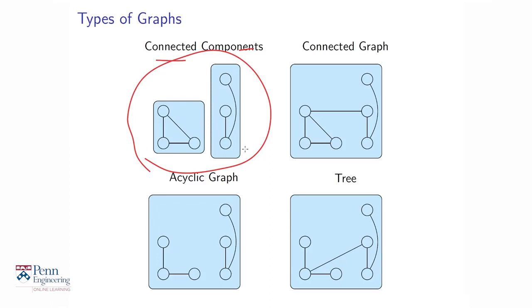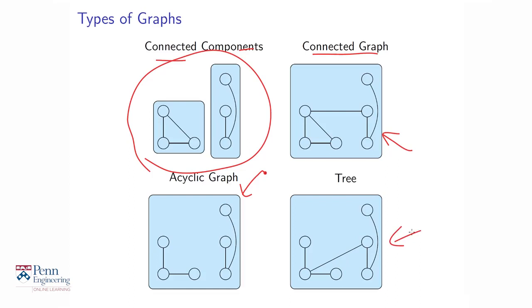A graph with only one connected component, like this one here, is called a connected graph. That's the name given to a graph that has only one connected component, meaning you can get from any vertex to any vertex using a path in such a graph. It's called an acyclic graph if there are no cycles in it. So here's a picture of an acyclic graph. And finally, a graph is called a tree if it is connected and has no cycles. And this picture shows a tree. You can see that you can get from any vertex to any other vertex by a path, and there are no cycles.